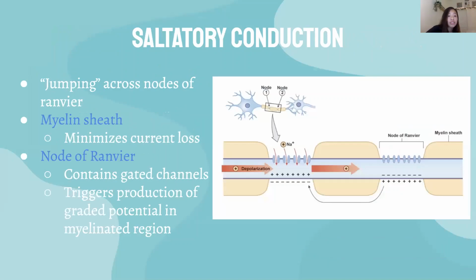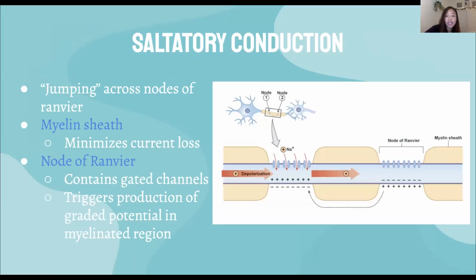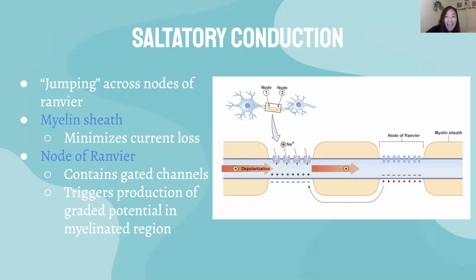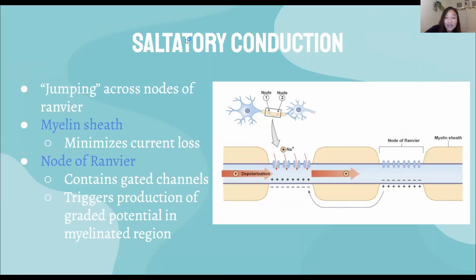And next up, we got saltatory conduction. So this just pretty much means jumping across nodes of Ranvier. So as you can see, there is the myelin sheath, the ones that have the beige circle. Yeah, beige, let's go with that. And that's what minimizes the current loss. And the nodes is when it doesn't have, it's like just the blue tubes, and they contain gated channels, which trigger the production of graded potentials in the myelinated region.